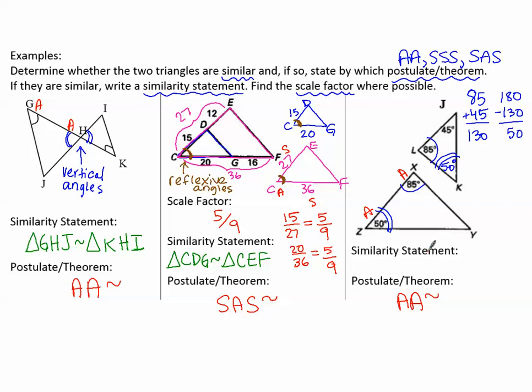What's the similarity statement? Let's match up the corresponding parts. So starting with the triangle at the top, I'll go from K to L to J. It doesn't really matter where I start. K was the double mark. The double mark in the bigger triangle is Z. L was the single mark. The single mark in the other triangle is X. And the letter I haven't used yet is Y.